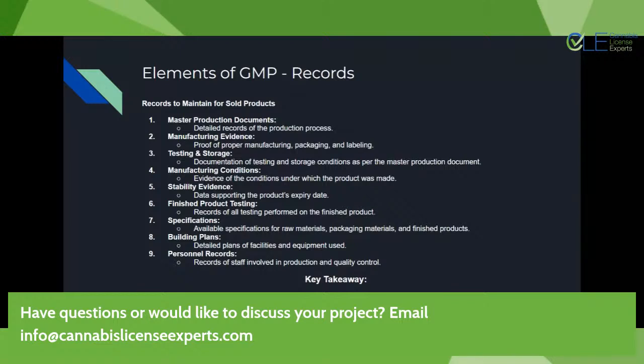Records. So how do you keep records for products sold? Again, this is part of your traceability and a huge part of GMP certification and approvals when doing international trade. So you want to have your master production documents, your manufacturing evidence, testing and storage documentation, documentation for your manufacturing conditions, your stability evidence and data supporting that, your finished product testing, proper documentation for your specifications, your building plans and your equipment, and then your personnel records. Maintaining comprehensive records is going to ensure that you maintain your compliance, your quality, and your traceability throughout that product lifecycle.